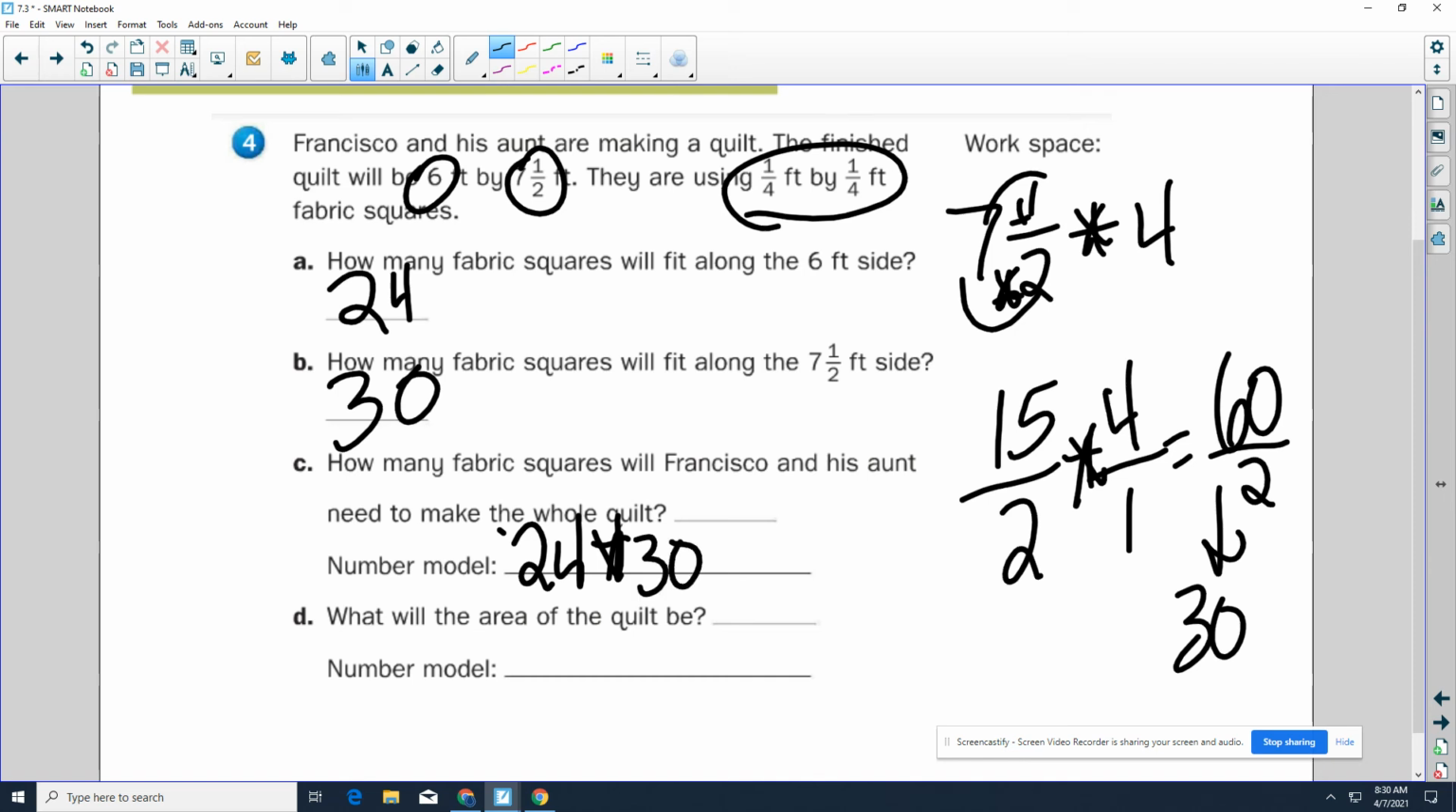And what is the area of the quilt to be? Well, I know to find area, I do length times width. And again, you can work both of those out and see what you get there. But I know to find the area, or the whole number of squares I need, is the same thing as area. So this is my length times my width. So I would do the 24 multiplied by 30. And then again, I want you to calculate those and figure those out.